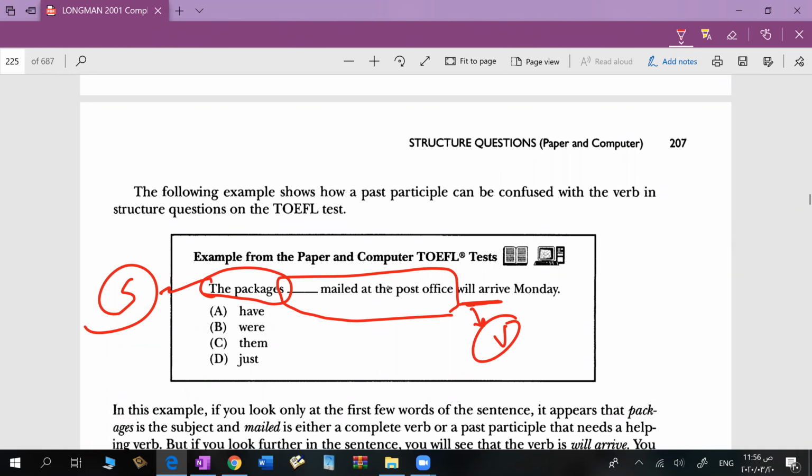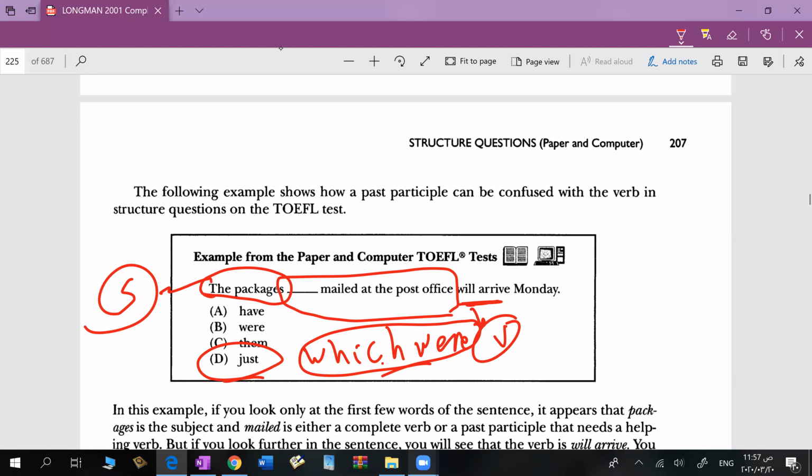How many verbs do we have here? Were mailed will arrive. How many verbs? 2 verbs, correct? So we cannot say were mailed. The packages them mailed, it doesn't have any meaning. The packages just mailed at the office will arrive. Here we have the packages just mailed will arrive. We have the subject and the verb, and in the middle we have a reduced relative clause. Or we can make it the packages which were mailed will arrive. This is also another good option. It works. Questions?